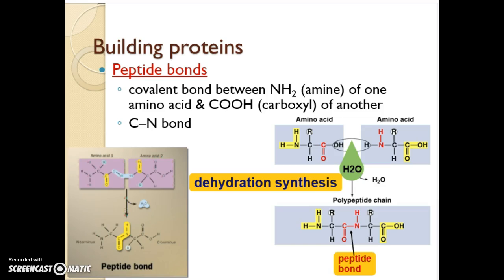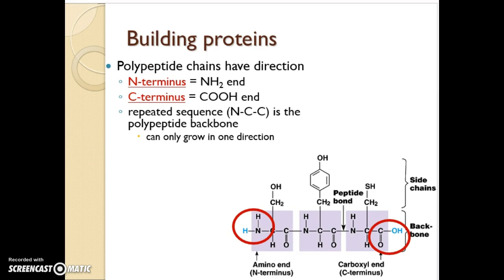And polypeptides can range in size from a few monomers. You can have a dipeptide with just two amino acids, to thousands of amino acids long. But each polypeptide has a unique linear sequence of amino acids. And this is just reiterating the N-terminus and C-terminus, and the repeated sequence makes up the polypeptide backbone, or the primary structure of your polypeptide.